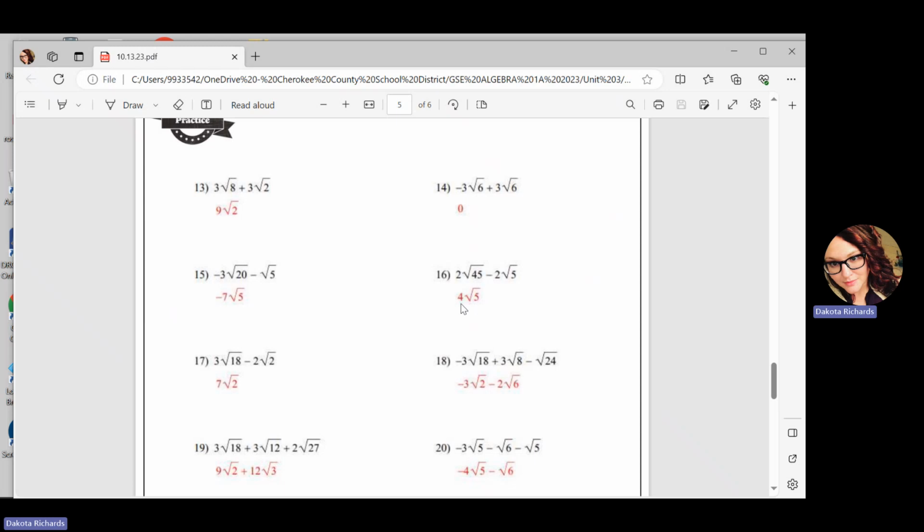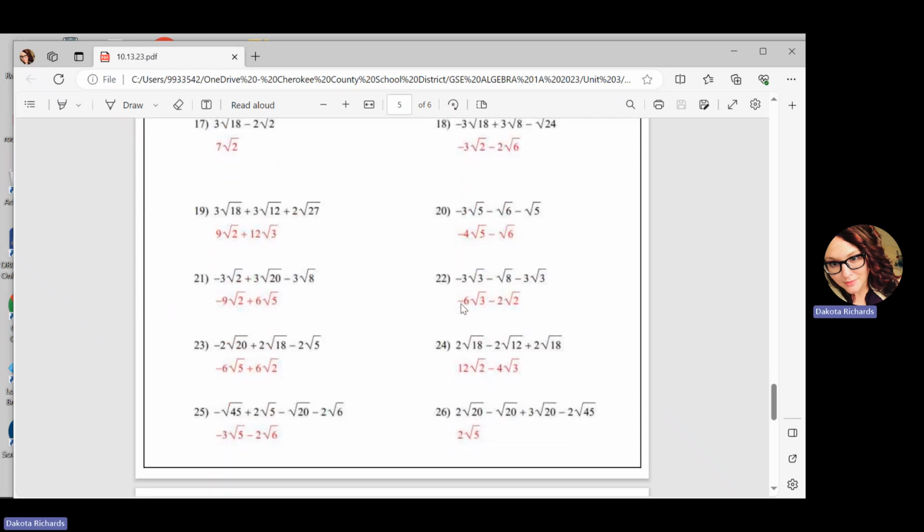Number 18, negative 3 square root 2 minus 2 square root 6. Or guys, if you had it as negative 2 square root 6 minus 3 square root 2, that also works. It's the same thing. Number 19, you should have gotten 9 square root 2 plus 12 square root 3. Again, you can switch the order and you can have it as 12 square root 3 plus 9 square root 2. Number 20, you should have gotten negative 4 square root 5 minus the square root of 6.